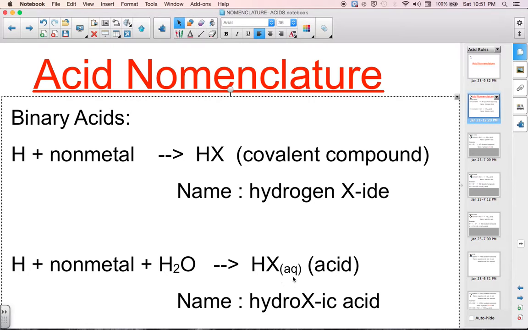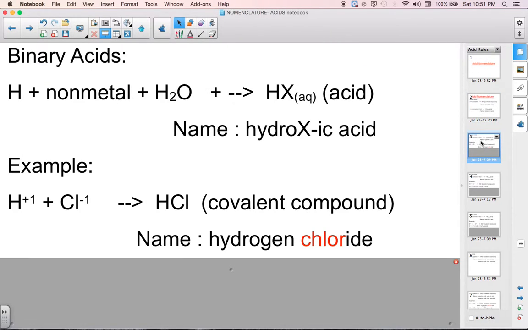This covalent compound dissolved in water is now an acid, and to name that acid, I will use the word hydro for the hydrogen, the root of that nonmetal, and then add ic acid at the end. Let's try some examples. Here I have hydrogen and chlorine. When I add them together, I need their oxidation numbers. I am going to use the crisscross method in this case to get the HCl formula.